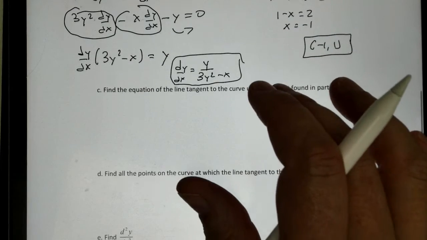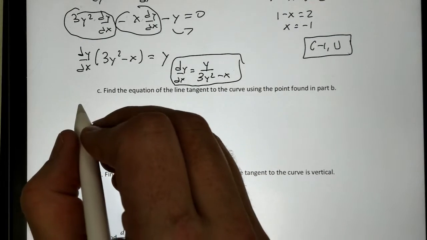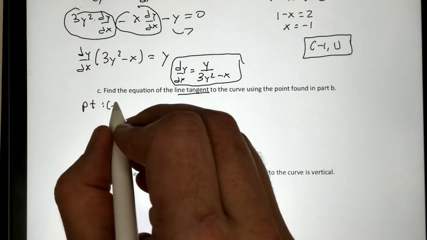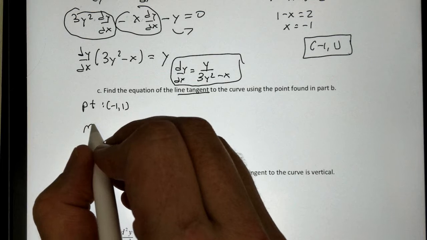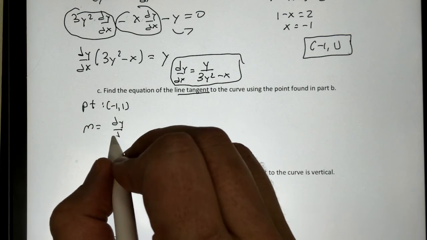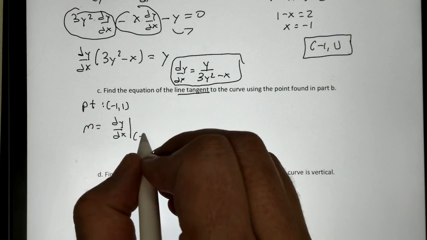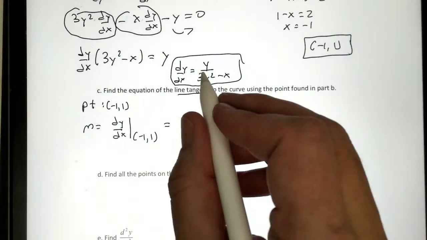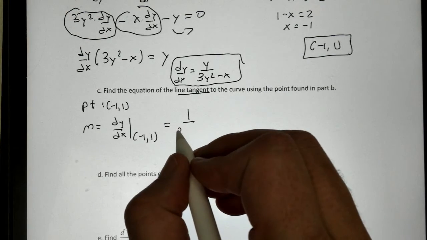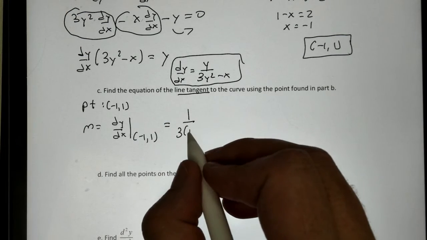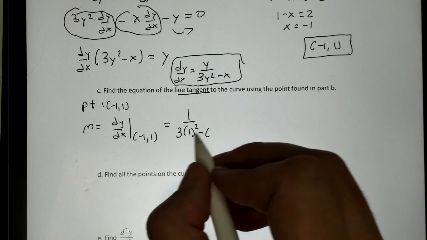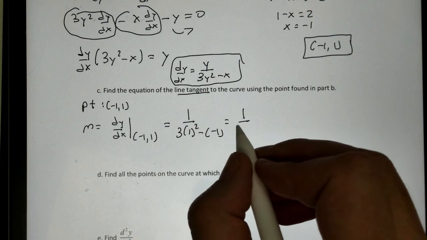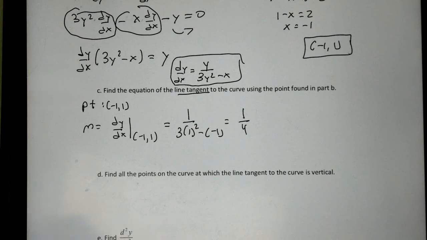Part C now says, find the equation of the tangent line. Well, we already have the point. We want to find the tangent line. We already got the point, negative 1, 1. And to get the slope, we are going to look at the derivative at this point, negative 1, 1. And I just plug it in. Plug in the 1, we get 1 over 3 times y squared, which is 1, minus x, but x is a negative 1 here. And we're going to get 1 over, what's that become? 4? 1/4. There's your slope.